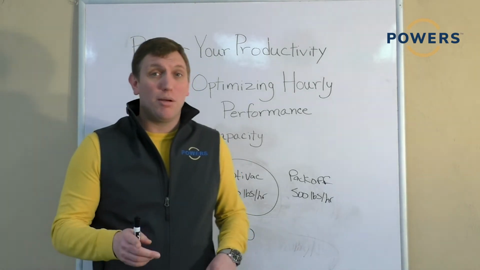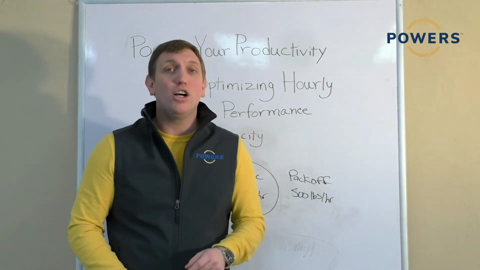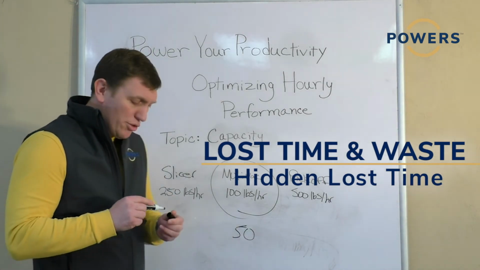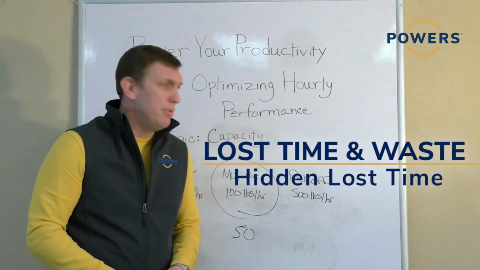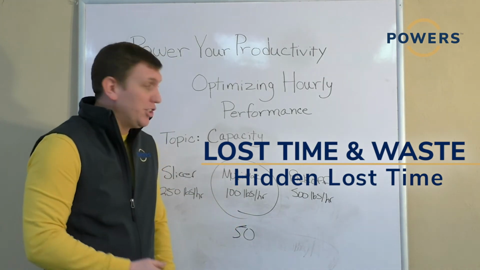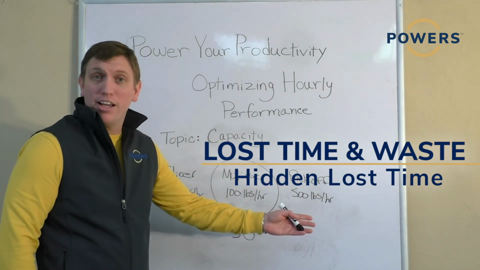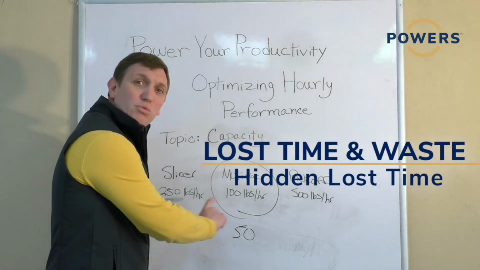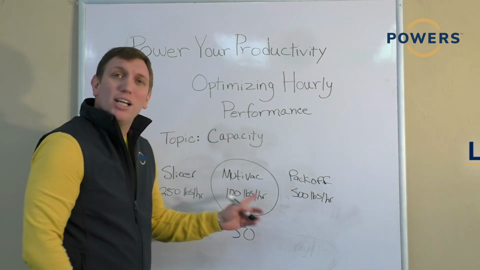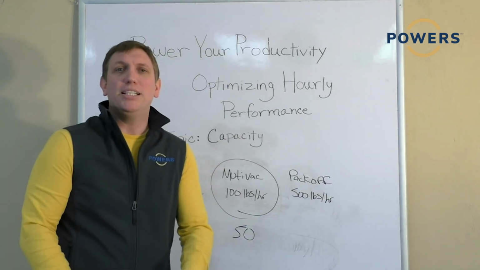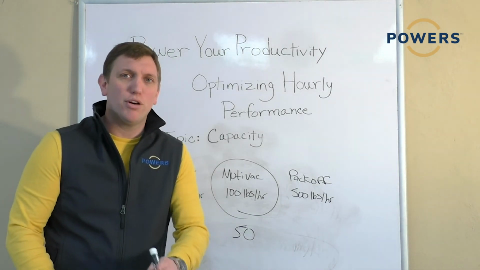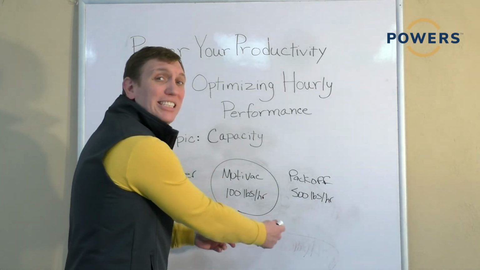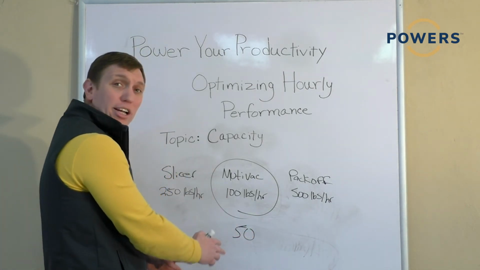Now, the biggest one you have to watch out for is hidden lost time. Not many people talk about this. Think about it this way: what happens if my slicer is running with full equipment reliability, my multi-vac is operationally functional, and my pack-off area is resourced correctly? If I don't have any product running down the line, the multi-vac is still required to hit 100 pounds per hour. So not having product on the line actually prevents me from hitting my target capacity.